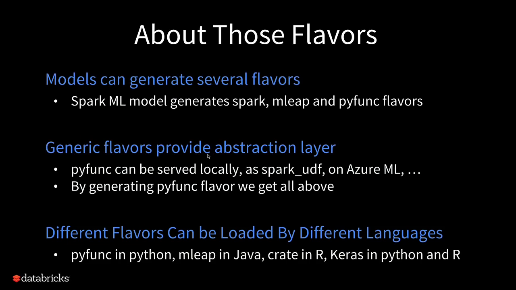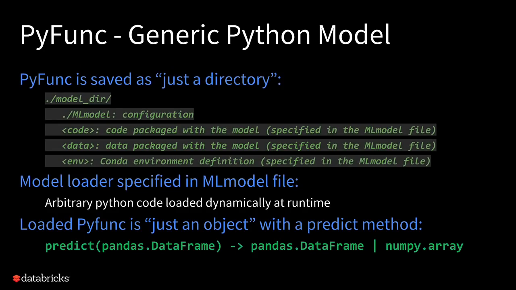The other motivation for providing different flavors is that we have these generic flavors. I mentioned it earlier with the Python function. These generic flavors already have a lot of utilities implemented for them, a lot of functionality attached to them. So by generating this flavor, you automatically inherit all the work that has been done. And the last motivation for having different flavors is that different flavors can be loaded by different languages. So your model can be language agnostic, and you might produce a Python function to load it in Python, an R function to load it in R, and so on.